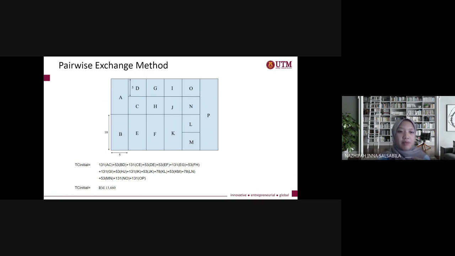And from the overall iteration of exchanging the departments, this is our improved layout that incurs only 13,660 ringgit, from the initial incurred cost of 13,785. So next will be continued by Asri.